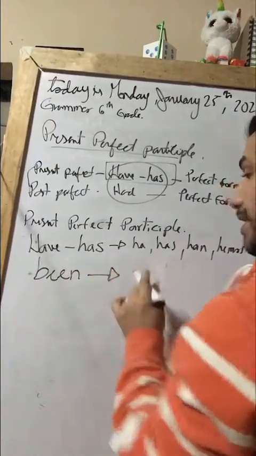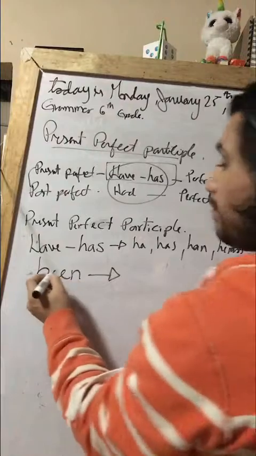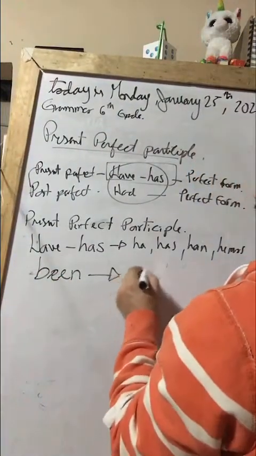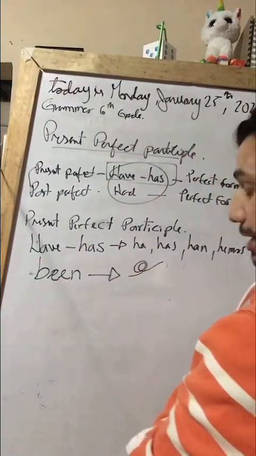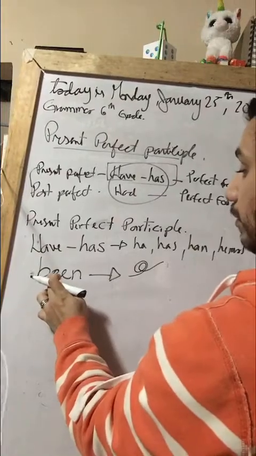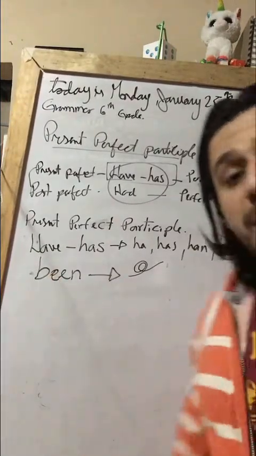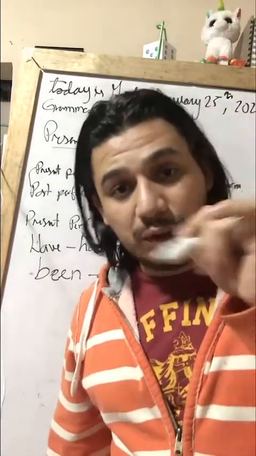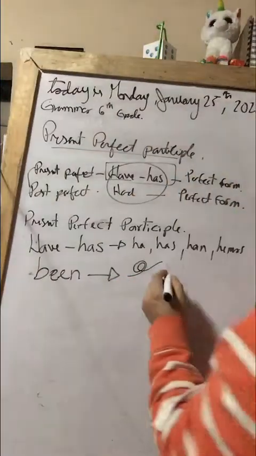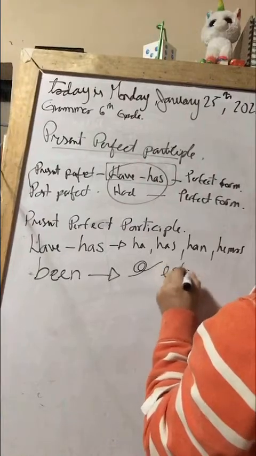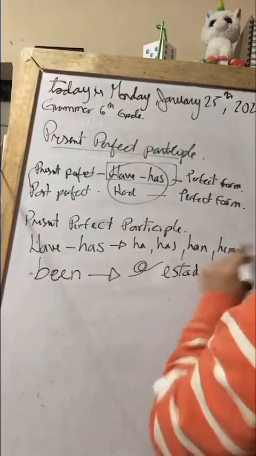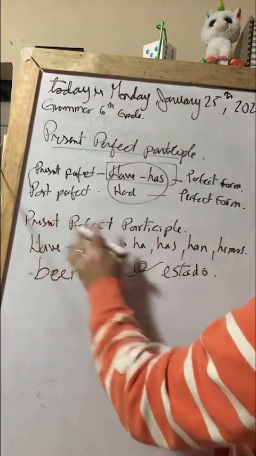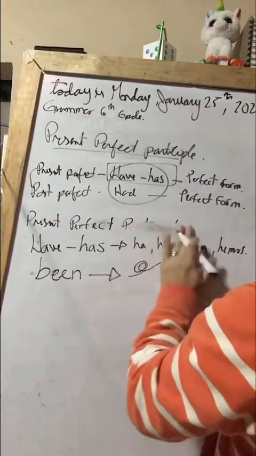Been has one specific meaning. The word been means a cycle or a loop of things that happen constantly, okay? We don't know when, we don't know how, we don't know when it started, we don't know when it happened, but it's a loop, okay? And this means estado.